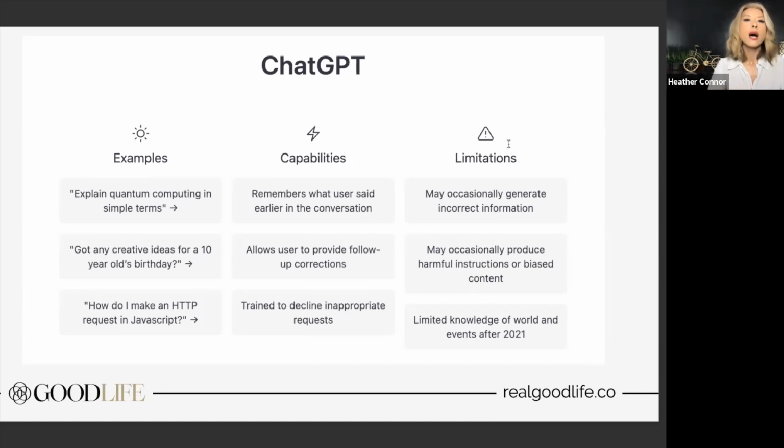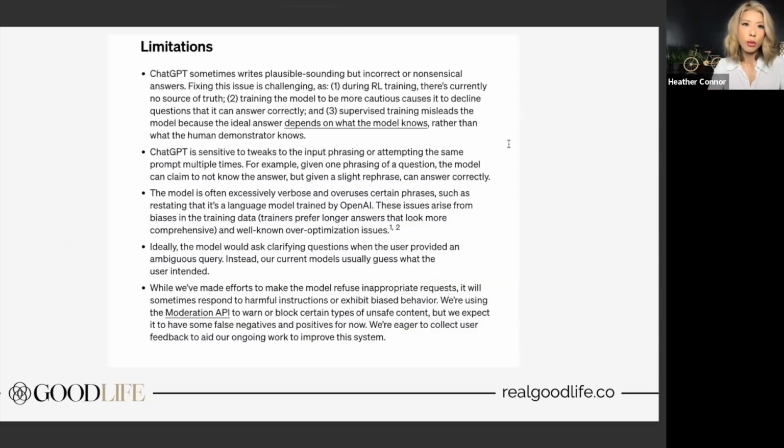The capabilities, ChatGPT can remember what you said earlier in the conversation. It will allow you to provide follow-up corrections, and it's also trained to decline inappropriate requests. And there are some limitations. It may occasionally generate incorrect information. It may occasionally produce harmful instructions or biased content. And it has limited knowledge of the world and events after 2021. Here are some of the limitations. I will not go into a deep dive on this, but the slide's here, so you guys can open up this webinar and read these later, should you want to.